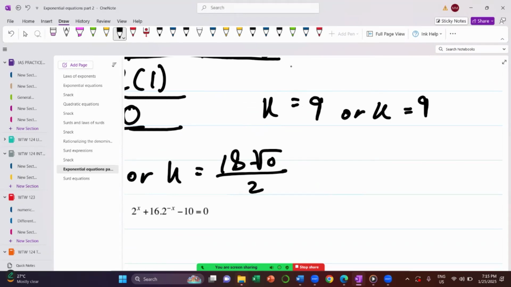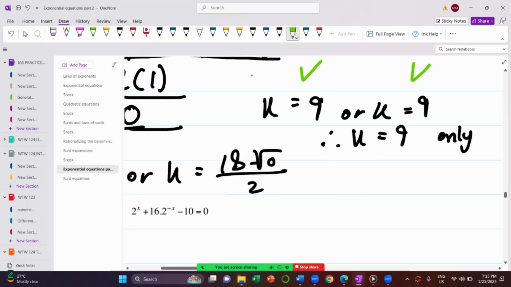It's also 9, right? 9. So if I have k equals 9 or k equals 9, therefore k is equal to 9 only, right? There's no other value of k, right? Are you guys okay? Because these solutions are the same. This is the same as that. Are we okay? Yes, sir.